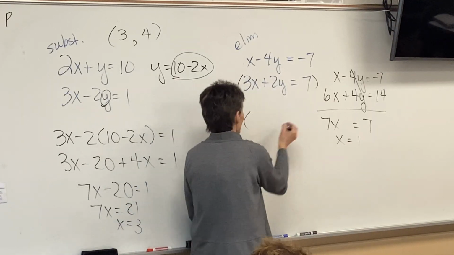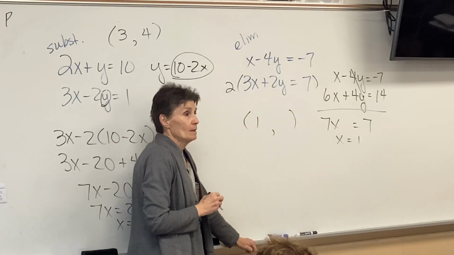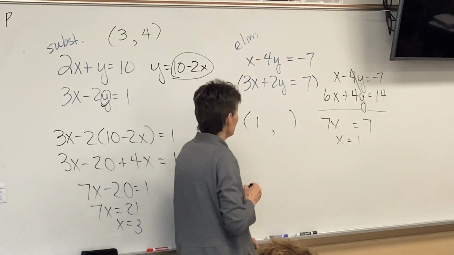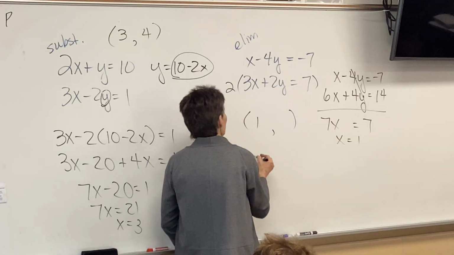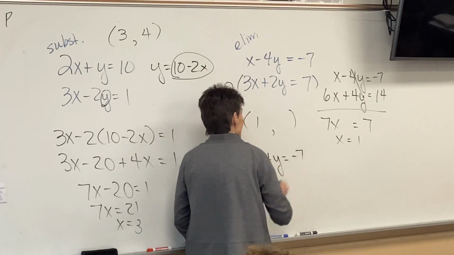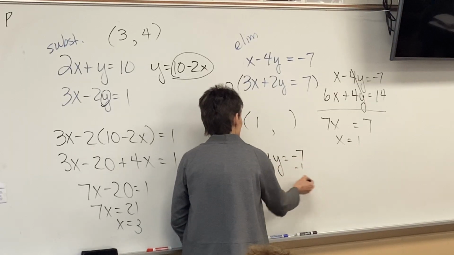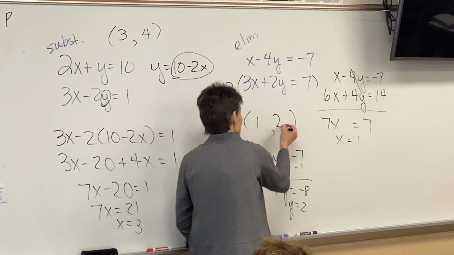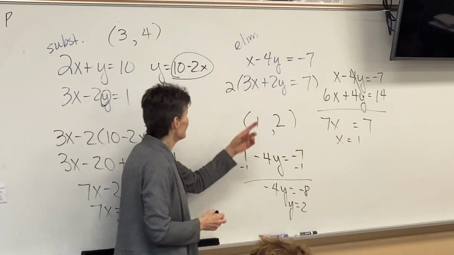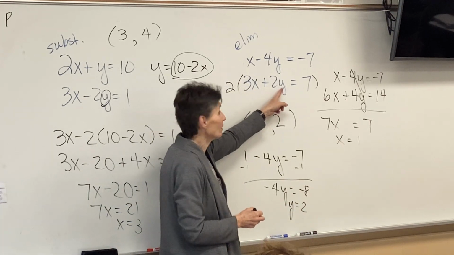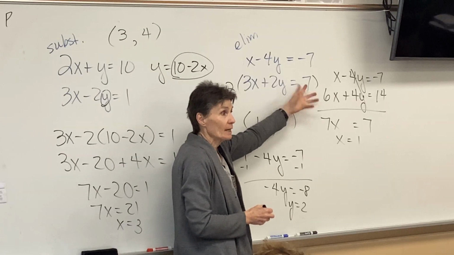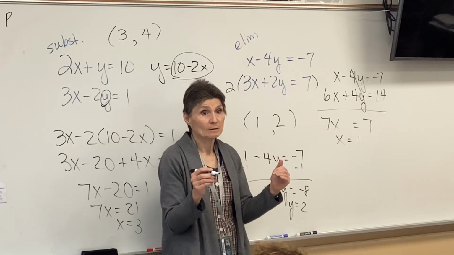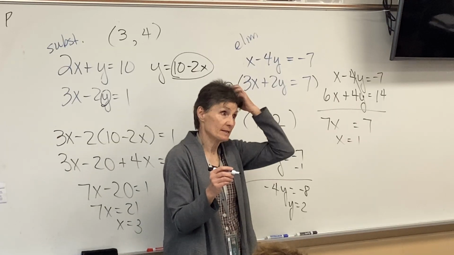Just like before, our answer is an ordered pair. This time, x is 1. So plug it in somewhere. Let's put it in on top. 1 minus 4y equals negative 7. I'll subtract 1, negative 4y equals negative 8. 2. Did you get 2? And I can check that, because if I put 1 here and 2 here, I better get 7. I do. Alright, are we totally clear on what the quiz is next time?